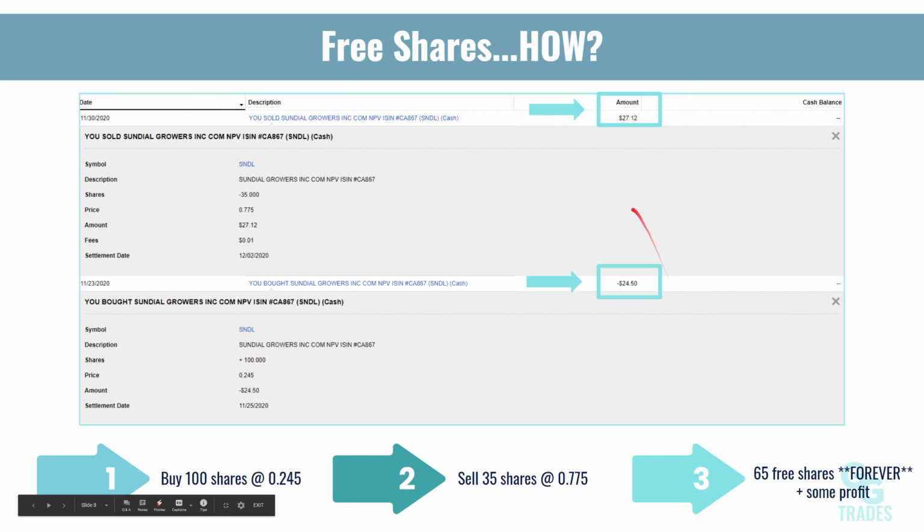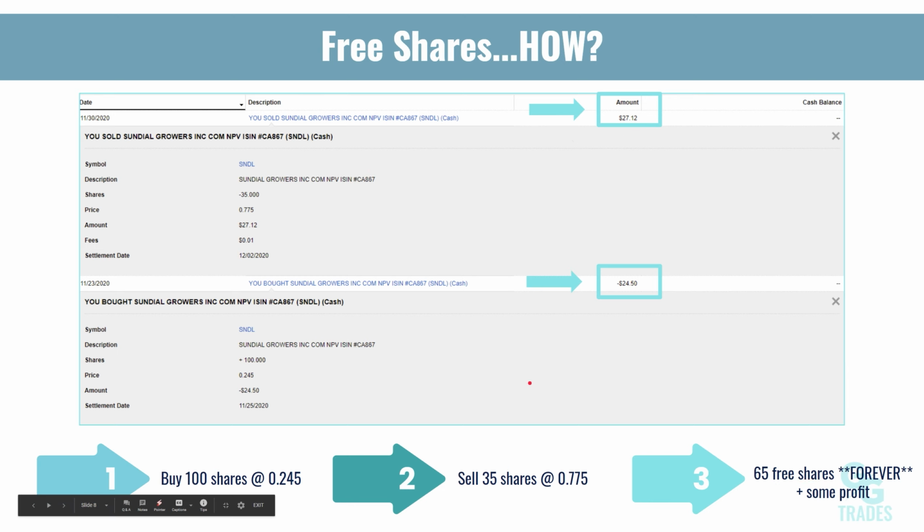Here's another small example. I bought 100 shares of Sundial. This was a cannabis stock that was getting a lot of hype. Honestly, the whole cannabis industry was on big talks this year. So I bought 100 shares, spent about $24.50, and within a week, it basically ran up 300%. I sold 35, got my investment back, $3 profit. It's small, but as you can see, I now have 65 shares for free.